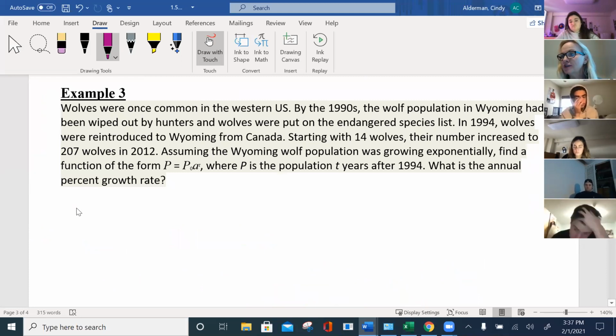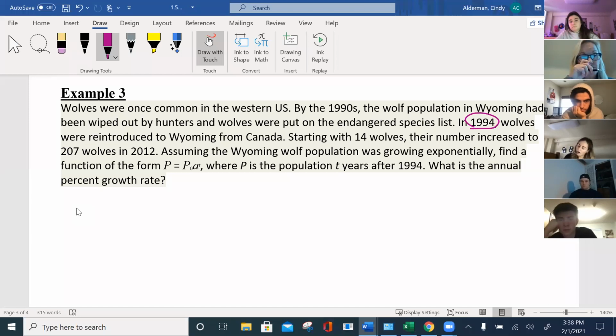All right, these are all true things, you know, by the way, these examples, they're all true statistics. So apparently wolves were once common in the Western US. By the 1990s, the wolf population in Wyoming had been wiped out by hunters, and wolves were put on the endangered species list. So in 1994, that seems important, wolves were reintroduced to Wyoming from Canada, starting with, that seems important, right? 14 wolves. Their number increased to 207 in 2012. It all seems important, right?